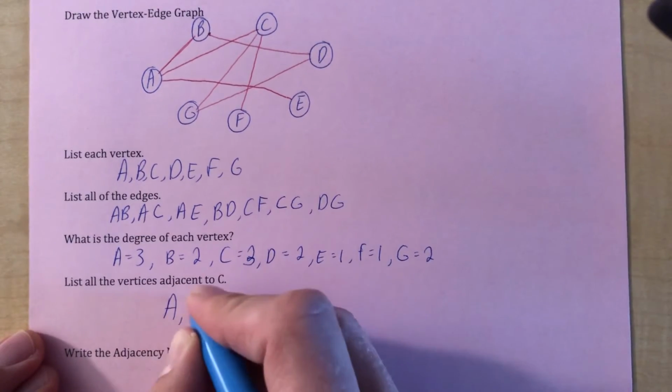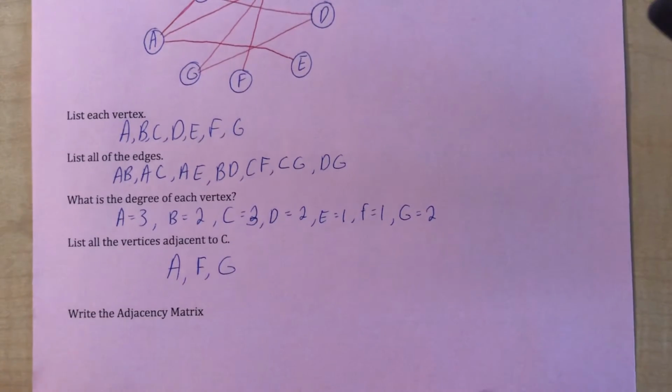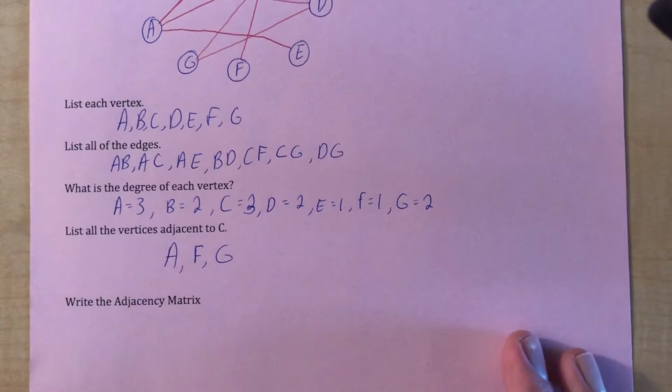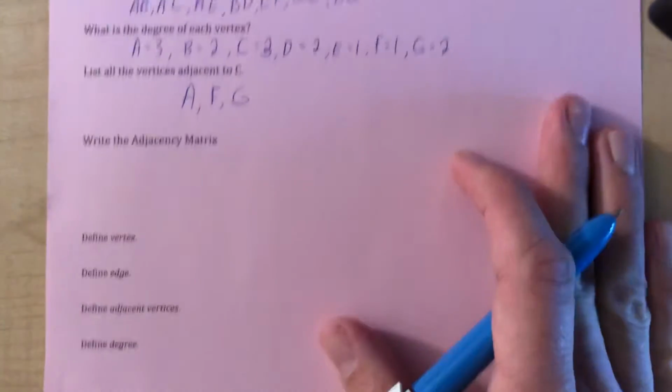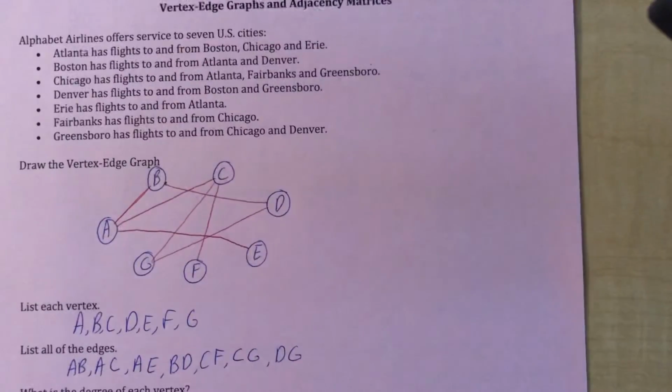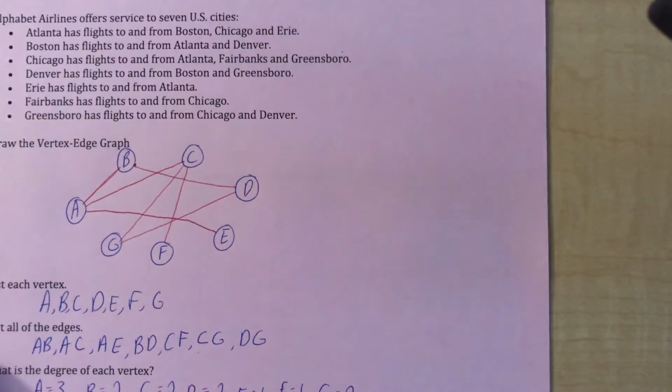So Atlanta, I'll put them in alphabetical order. It doesn't matter, though. A, F, and G. And then write the adjacency matrix. Okay, now things get really fun, and this can really get sloppy if we're not careful. And there's going to be a lot of sliding up and down on this. And actually, to avoid all the sliding down, sliding up, I'm going to put the answer for the adjacency matrix up here beside my graph. If you have room, I recommend you do the same.